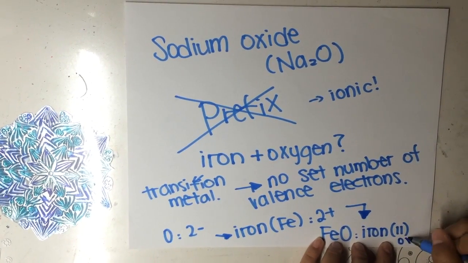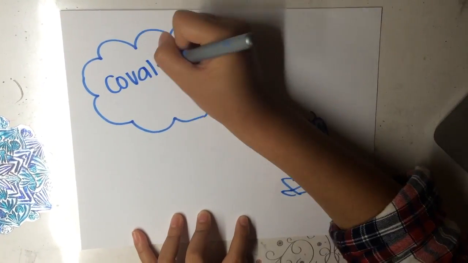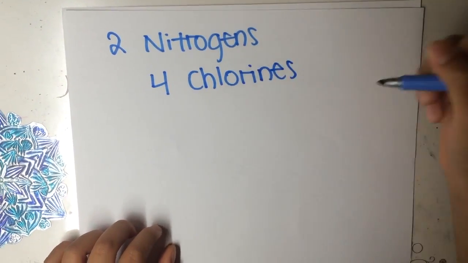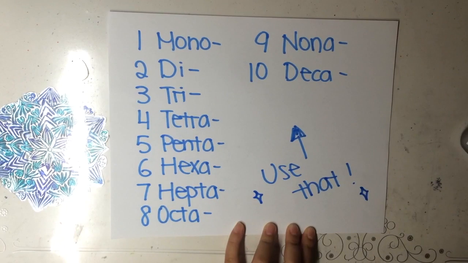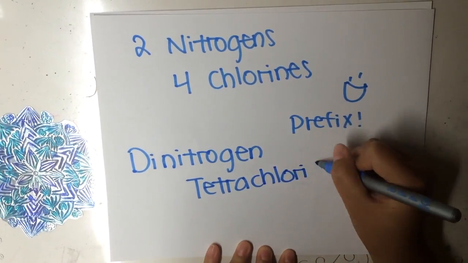Now let's talk about naming covalent compounds. Because covalent compounds don't give away their electrons, we don't need to have the charge to be balanced. For example, if we had 2 nitrogens and 4 chlorines, we would write that using prefixes. So the name would be dinitrogen tetrachloride.